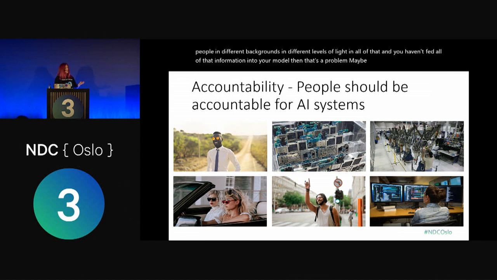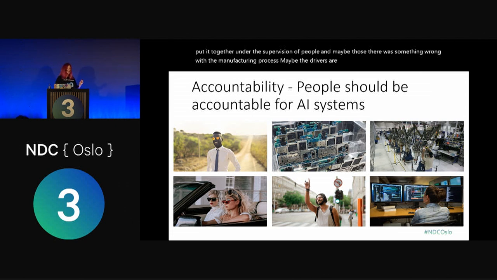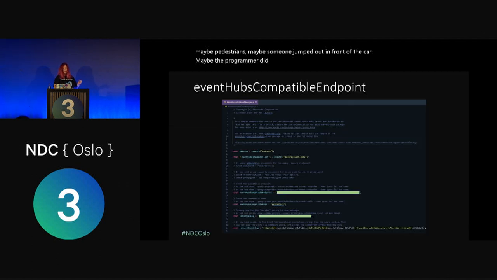Maybe the part has failed, so maybe the manufacturer is at fault. Maybe the people that put it together, or the robots that put it together under the supervision of people, there was something wrong with the manufacturing process. Maybe the drivers are intentionally driving recklessly. Maybe someone jumped out in front of the car. Maybe the programmer did something. I do have an example of that in an upcoming slide. I just wanted to show the code.